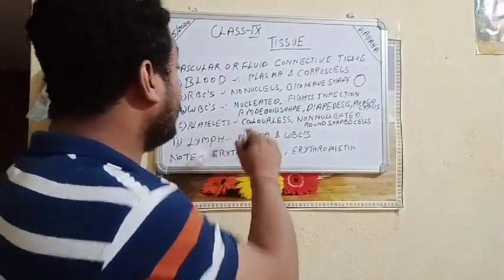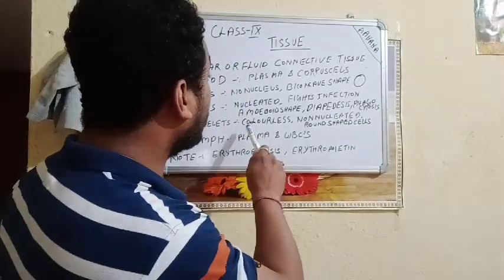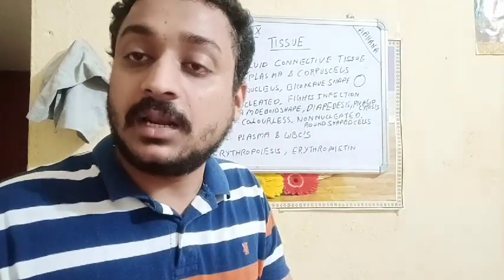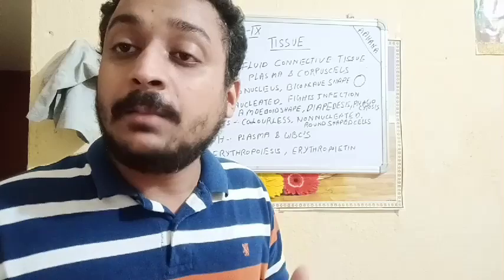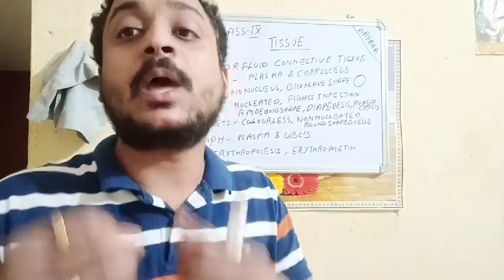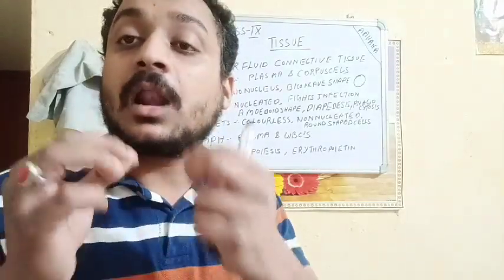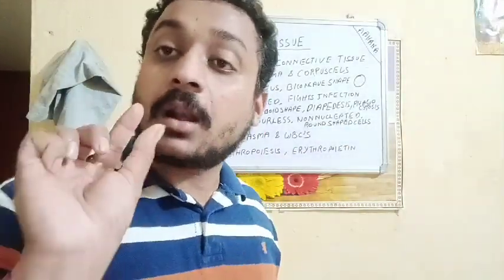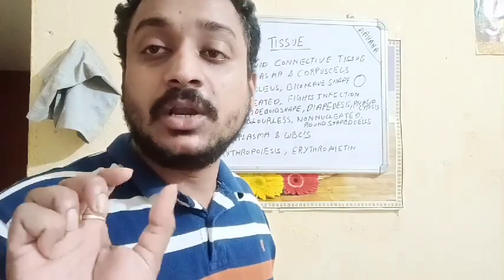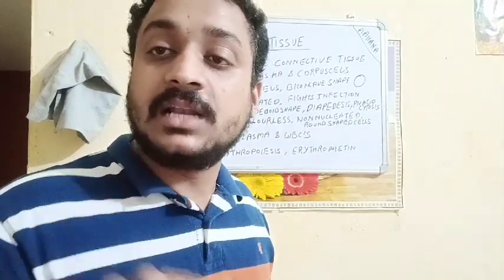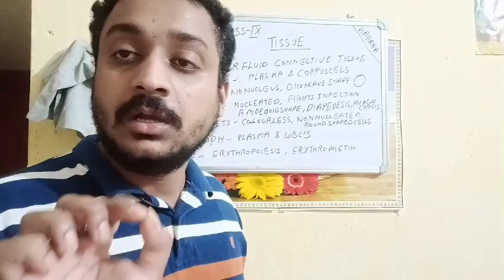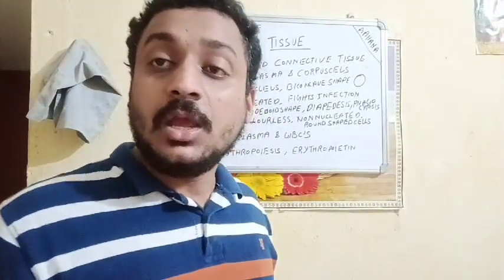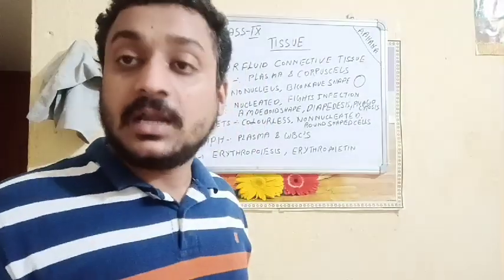Next one is platelets. Platelets are colorless. They do not possess any nucleus. White blood cells don't have hemoglobin, so they are white in color. But platelets are colorless, they do not possess any nucleus, and especially they are round shaped. So wherever blood cells are shown in the book as round, we confirm that they will be platelets only. Platelets biologically are also known as thrombocytes.